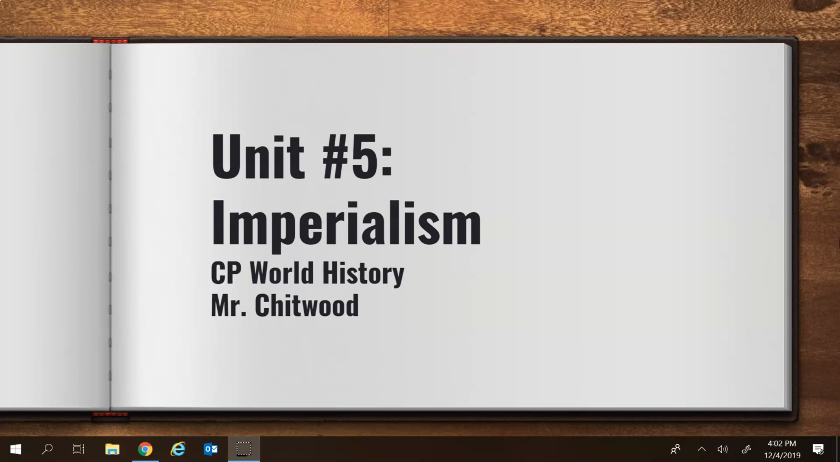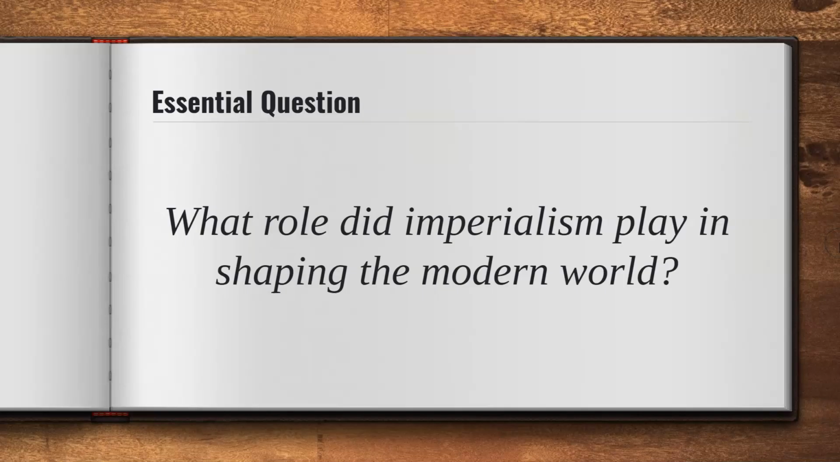Today, what I want to talk about is primarily the motives for imperialization and why these European countries went out and sought to take other lands by force and extract resources from these lands to keep that industrial machine going. In addition to that, we're also going to be talking about some effects, both positive and negative, from this time period. I will remind you that for this unit, you have a new essential question. That is, what role did imperialism play in shaping the modern world?